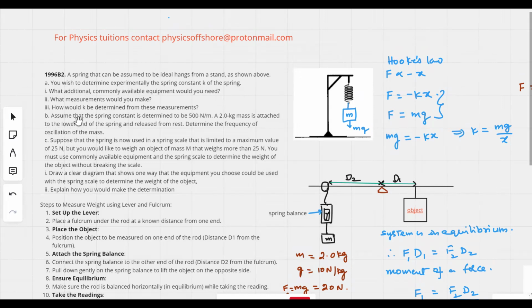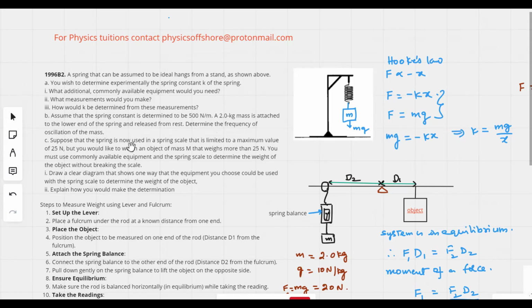Part B. Assume that the spring constant is determined to be 500 Newton per meter. A 2 kg mass is attached to the lower end of the spring and released from rest. Determine the frequency of oscillation of the mass.